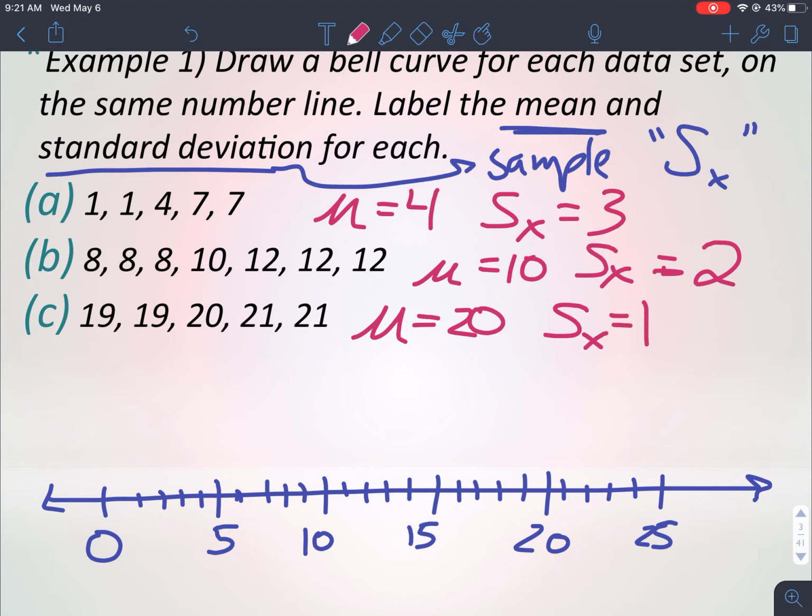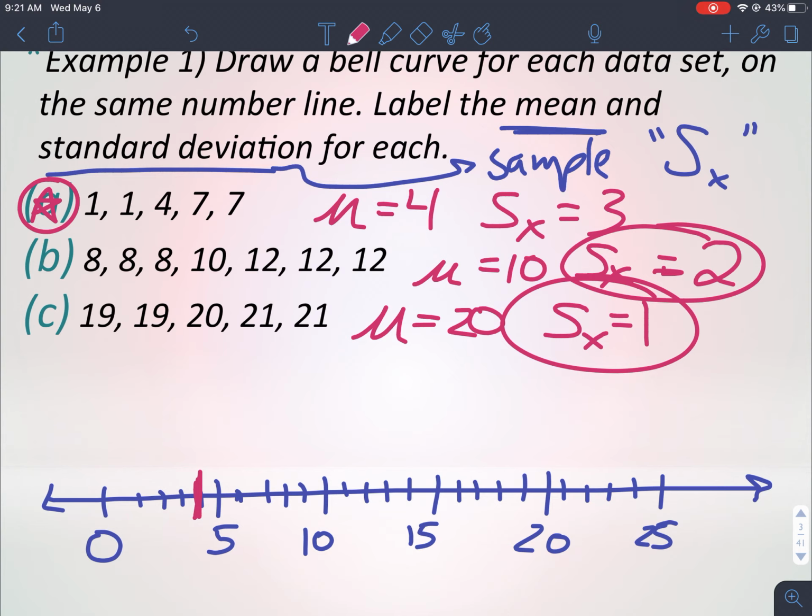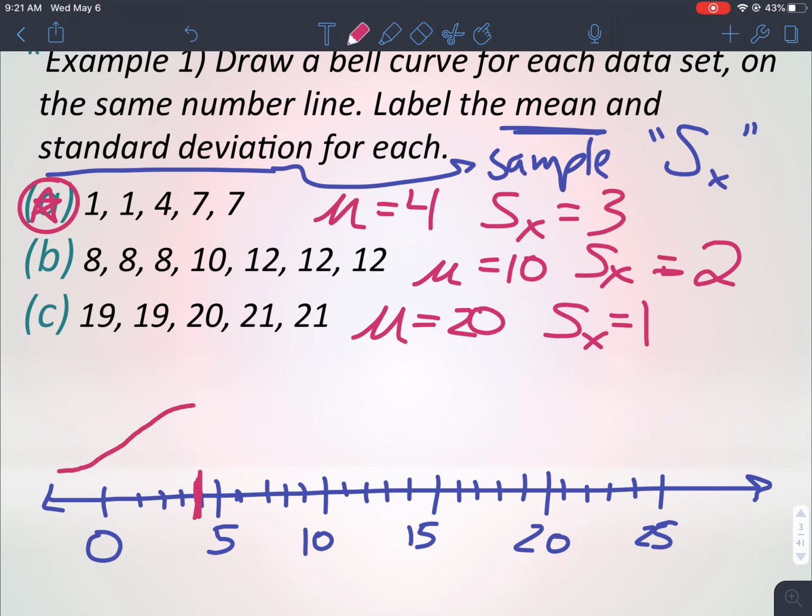Now, I am going to graph 3 different bell curves that demonstrate what each data set looks like. The first one here, A, has a mean of 4, and that's going to be right where the center of the bell is. And the standard deviation is 3. Notice that that's larger than the other two. So this bell is going to be wider, apex at 4, and then come back down.